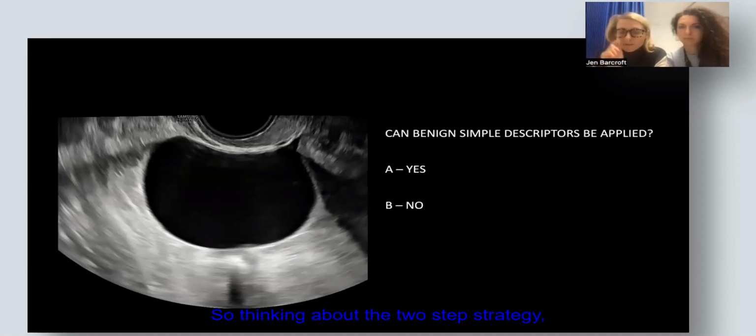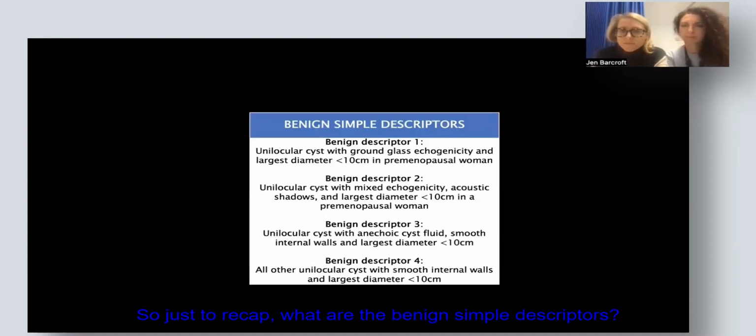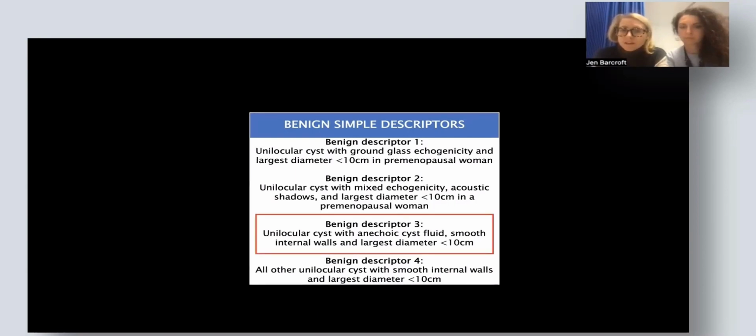So thinking about the two-step strategy, and we've already been through this this morning, can benign simple descriptors be applied, i.e. step 1? Now, I'm afraid this is recorded, so just have a think about whether they can be applied before we nip on to the next slide. So just to recap, what are the benign simple descriptors? You can see here that they are all unilocular cysts, and they all have to be less than 10 centimeters. Now, our case is a unilocular cyst with anechoic content, smooth walls, and it had a diameter of less than 10 centimeters. Therefore, benign descriptor number 3 could apply.